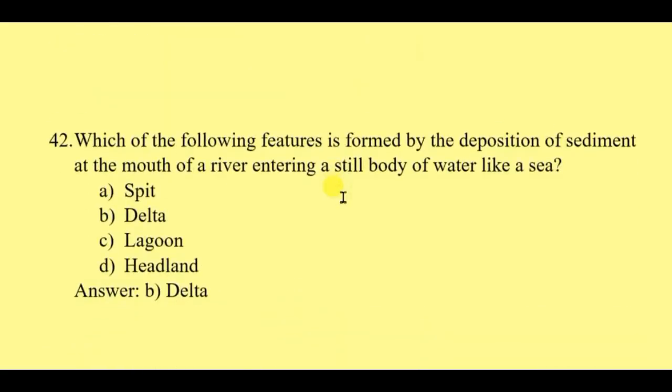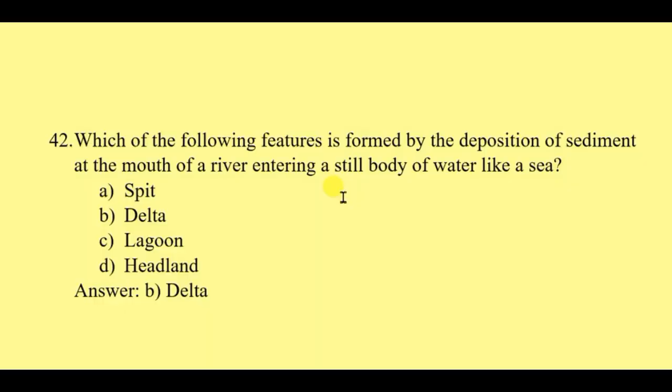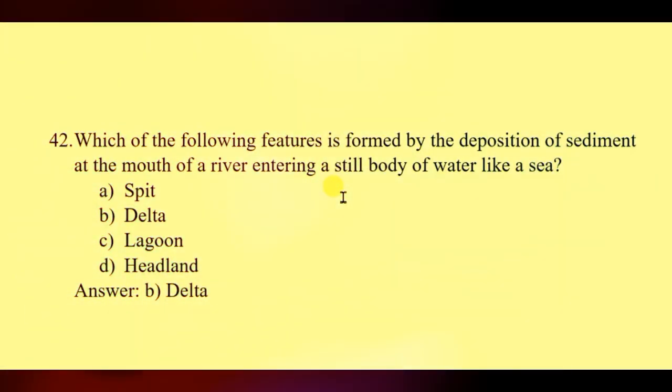Question 42. Which of the following features is formed by the deposition of sediment at the mouth of a river entering a still body of water like a sea? Spit, delta, lagoon, headland. Here the correct answer will be delta.